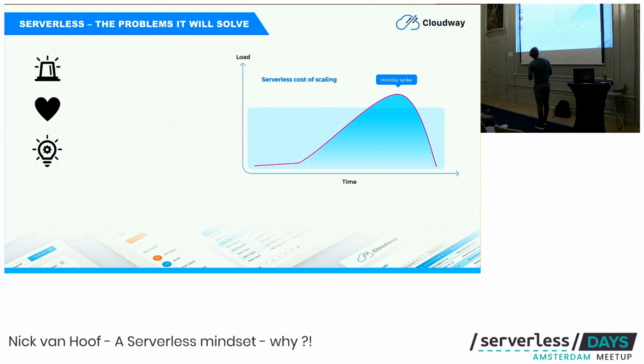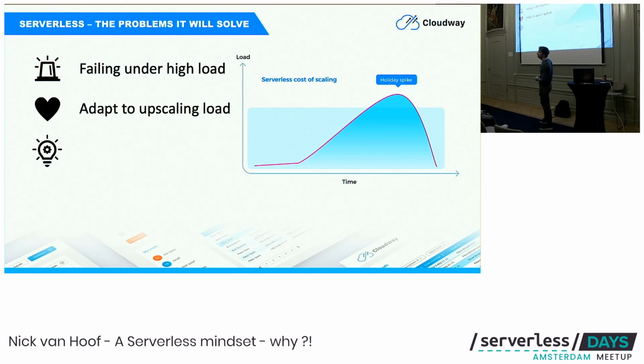Now, even when you provisioned for an upcoming load, you probably under-provisioned. You still underestimated your load, and now you have a problem because you're going down. So you're failing under high load because you're not able to scale. We want to be able to adapt to upscaling load. Even better, we want the cloud to scale our systems for us. And that's exactly what the cloud systems do with serverless services. They automatically scale up when there comes more load, and they scale back down when the load goes down, and you stop paying for them.